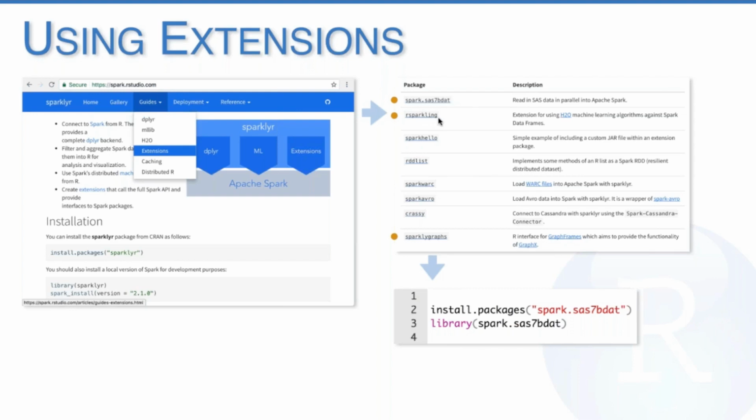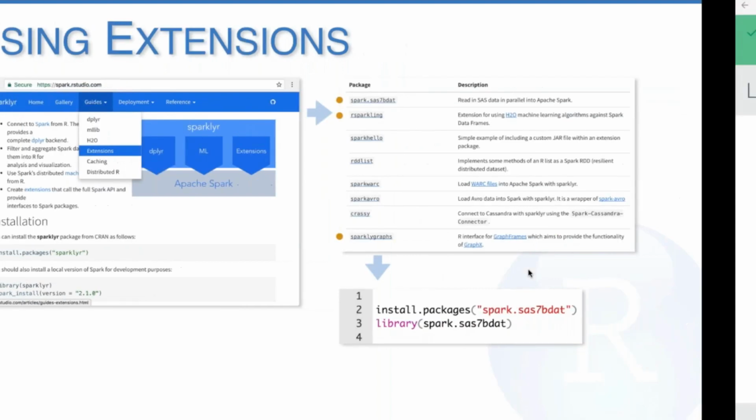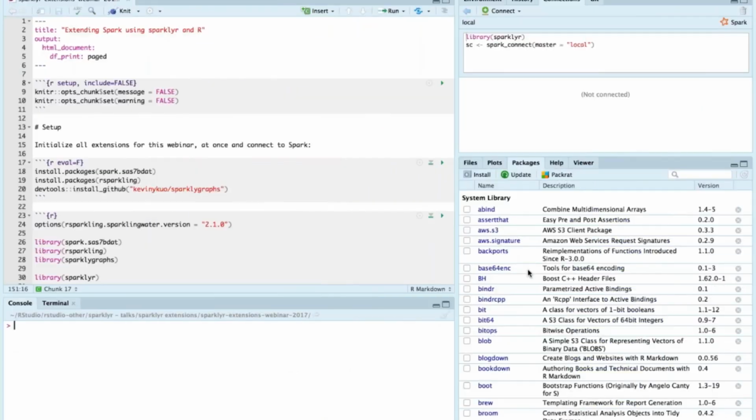We're also going to look at the rsparkling extension, which was developed by H2O, which provides machine learning algorithms on Apache Spark using their cluster engine. And we're going to take a look at sparklygraphs, which is a pretty recent addition to the Sparklyr ecosystem, which provides support for GraphFrames. GraphFrames is an interesting project because it enables the use of GraphX within Spark data frames. So all of them are pretty interesting. We're going to switch to RStudio, and we're going to see them in a second.